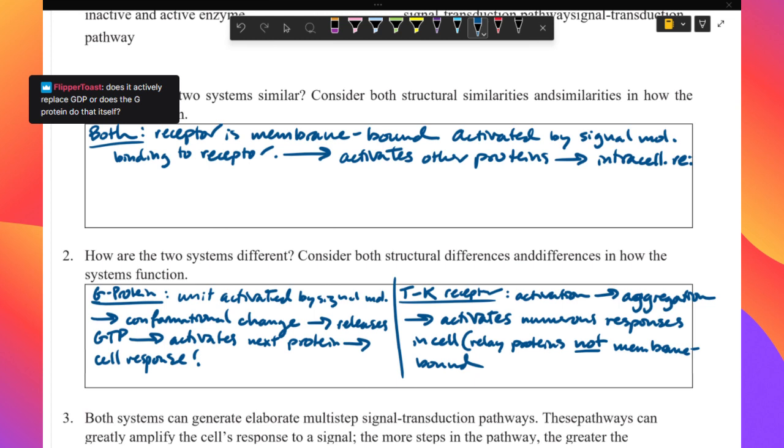So does it actively replace GDP or does the G protein do that itself? The GDP is a result of the GTP from within the cytosol binding to the activated receptor molecule, I believe. I hope that answered your question.